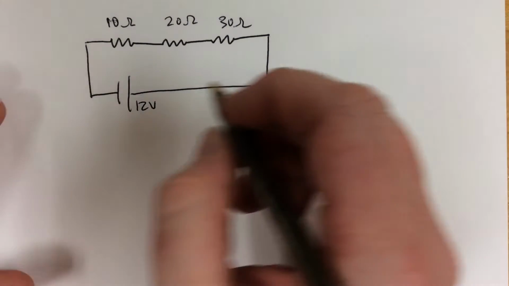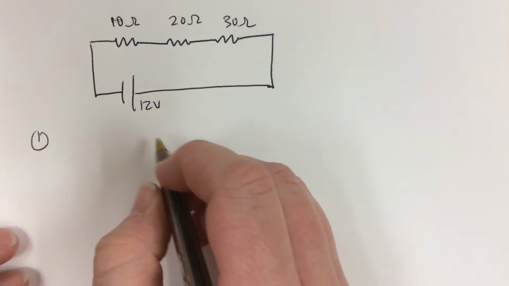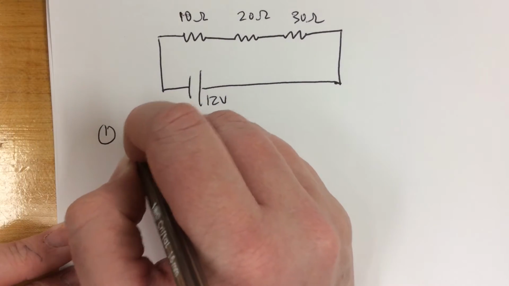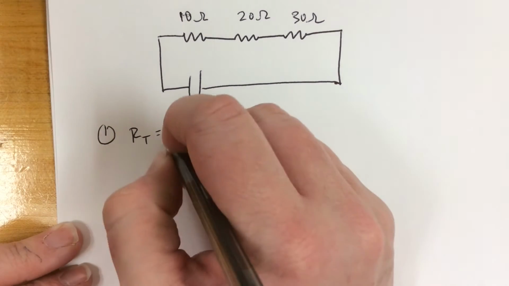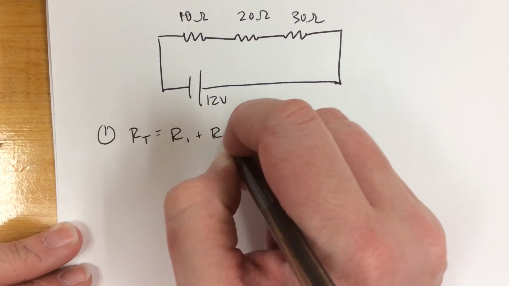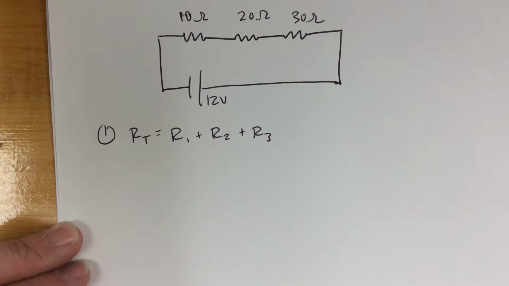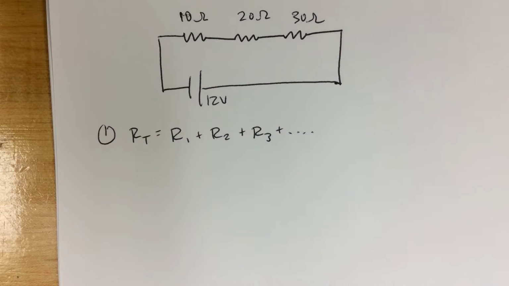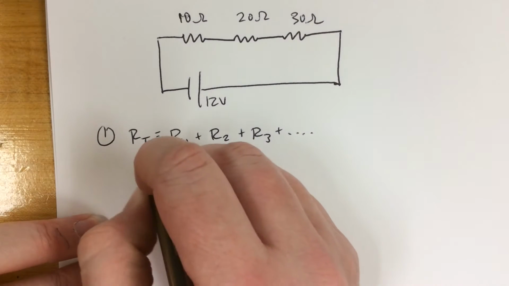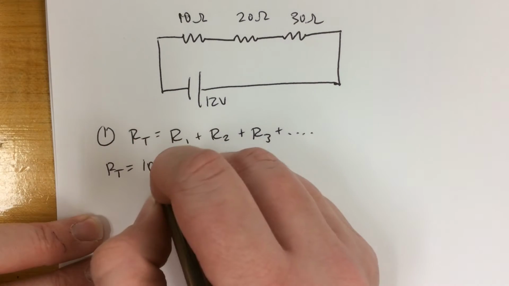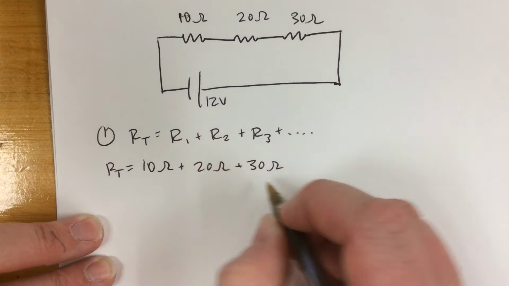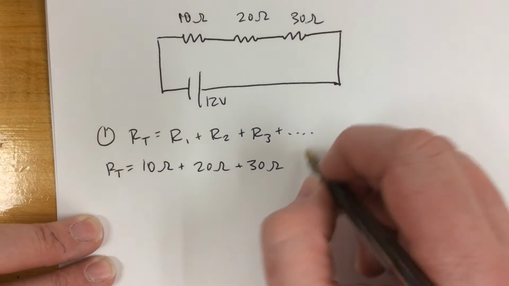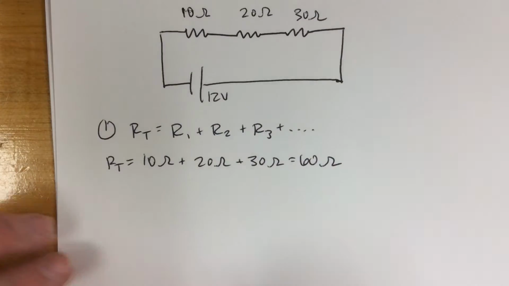The first thing we always need to figure out is to calculate what the total resistance is. And in the situation of a circuit that's in series, RT is going to be equal to R1 plus R2 plus R3. If you have more than that, you would just keep adding them in. If you only have two, you would just add those together. In our situation, our total resistance is equal to 10 ohms plus 20 ohms plus 30 ohms. 30 plus 20 is 50, plus 10, 60 ohms.